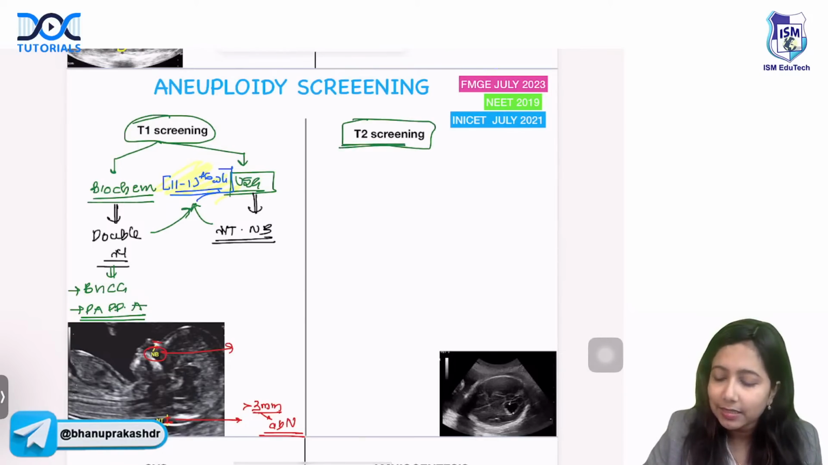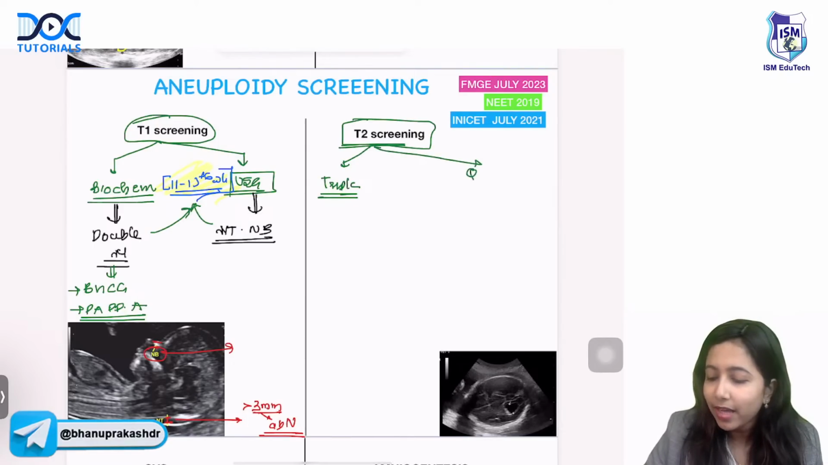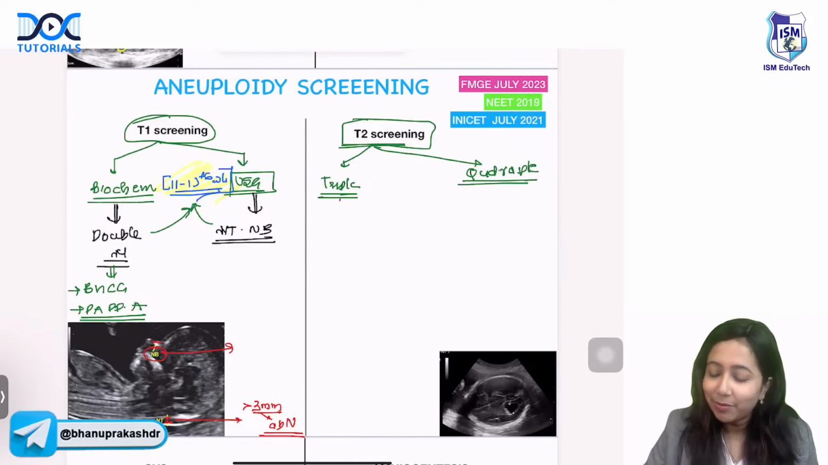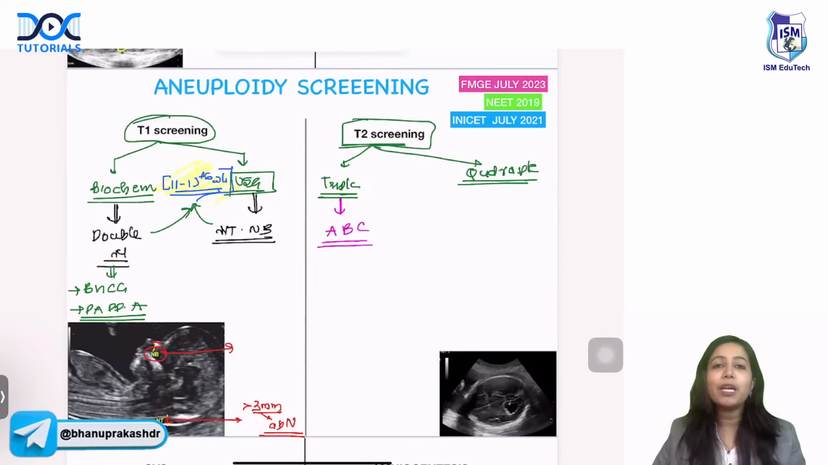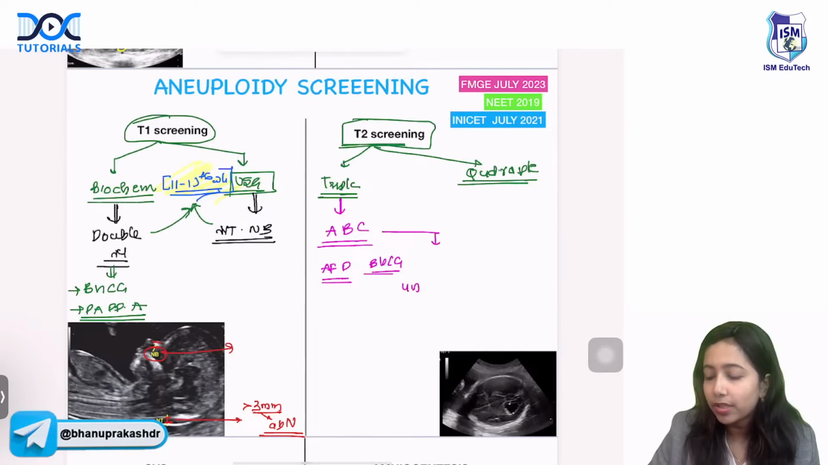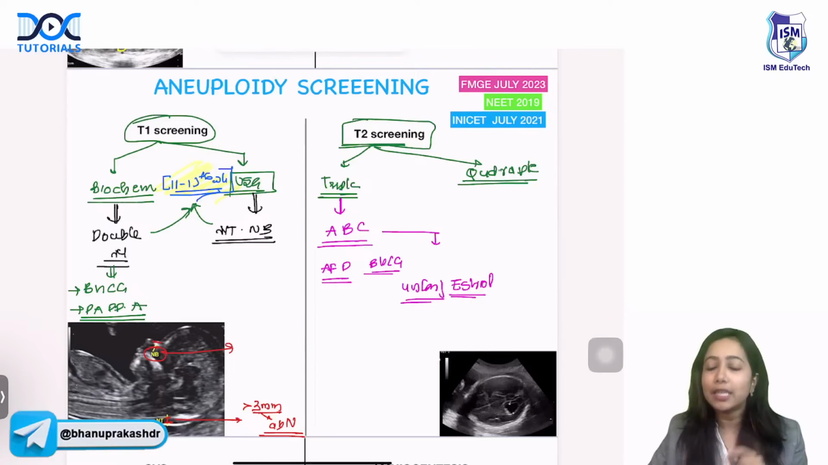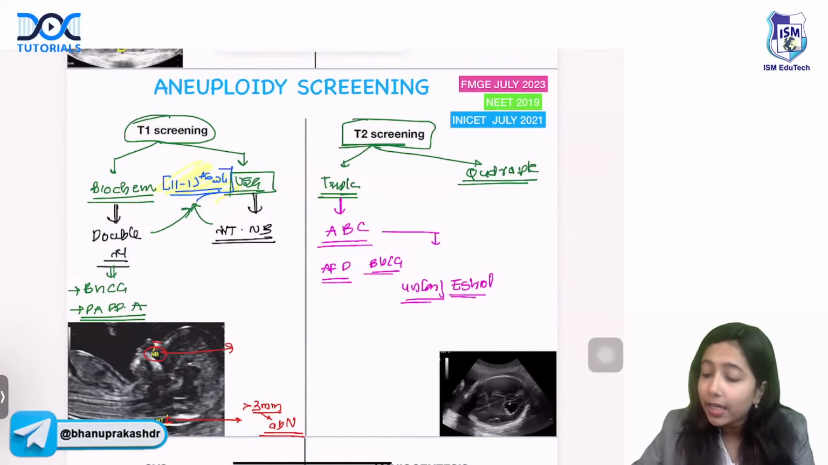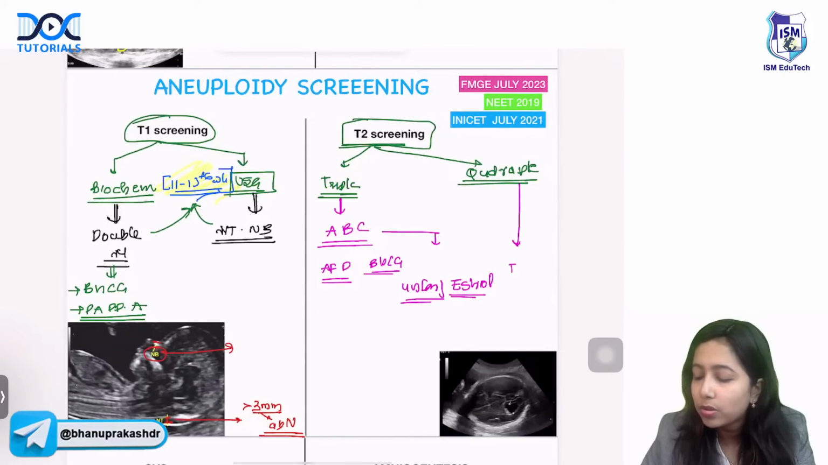They are basically done in the second trimester. So in the second trimester, we have the triple marker and the quadruple marker. To easily remember the triple marker, you just remember A, B, C. A is for alpha fetoprotein, B is for beta HCG, and C is for unconjugated estriol. It's not conjugated, it's unconjugated estriol. In the quadruple marker, there is finally a fourth one, which is inhibin.